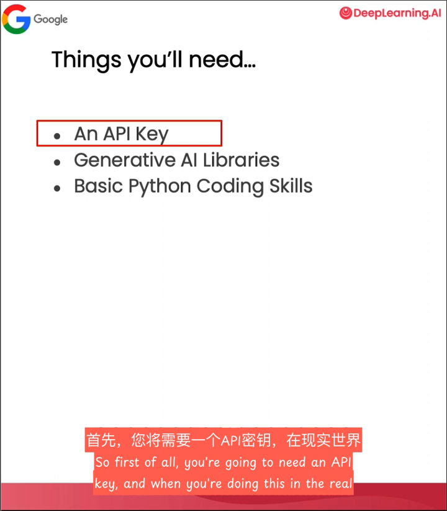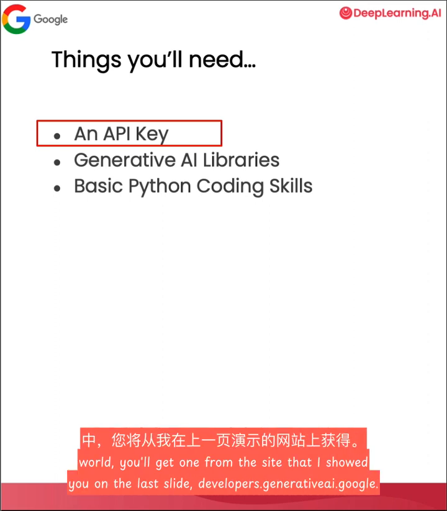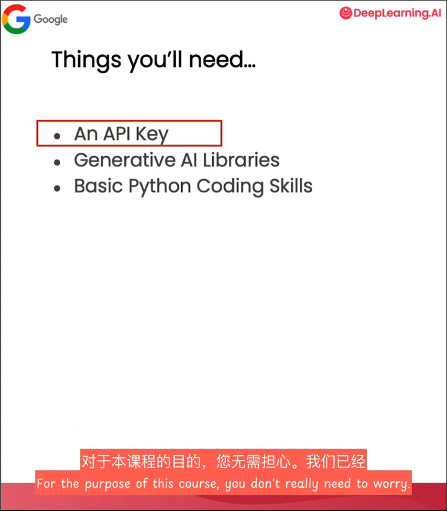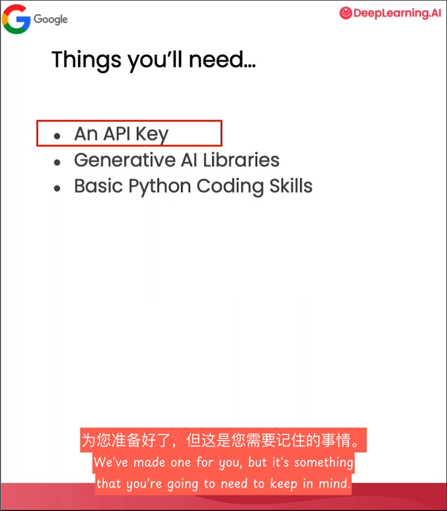So first of all, you're going to need an API key, and when you're doing this in the real world, you'll get one from the site that I showed you on the last slide, developers.generativeai.google. For the purpose of this course, you don't really need to worry. We've made one for you, but it's something that you're going to need to keep in mind.